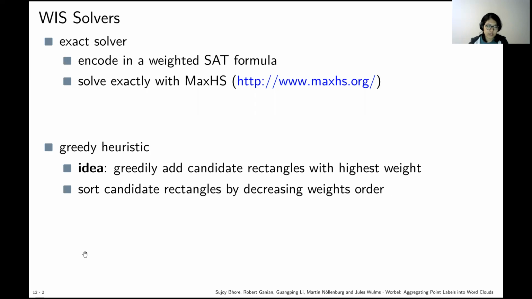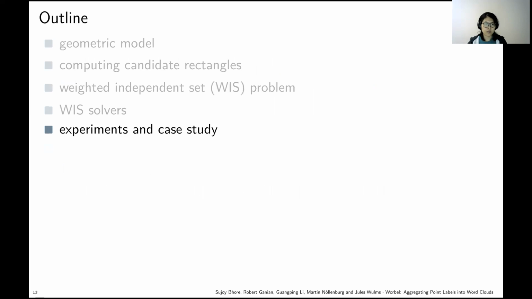And to compare with that, we also implement a greedy heuristic. The greedy idea here is to greedily add rectangles with highest weight. So we first sort the candidate rectangles by their width in discrete order, and then try to extend the current solution by adding the heaviest rectangles iteratively.